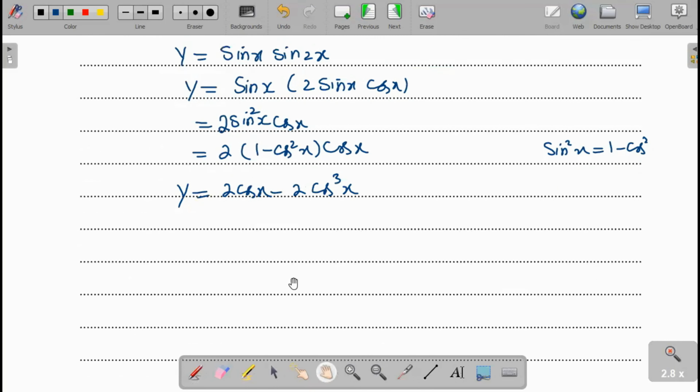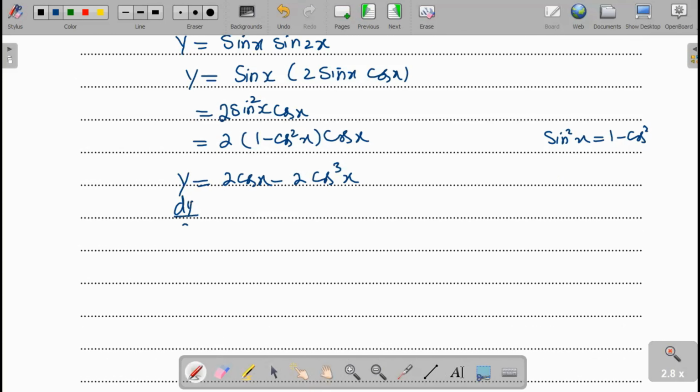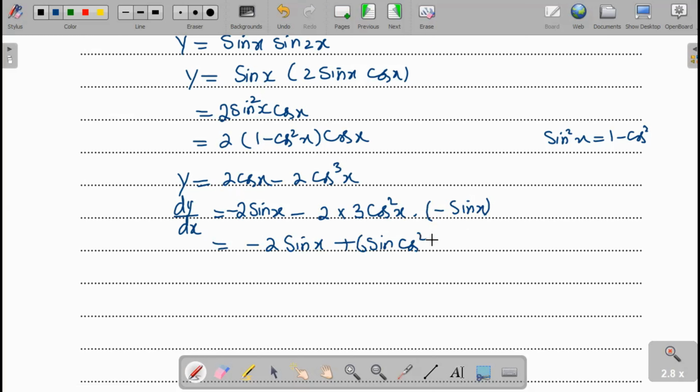Now we take the derivative. dy over dx will be equal to the derivative of cos x, you know, minus sin x. Now we write it minus 2 sin x, and minus 2 is written as it is, and the derivative of cos cubed, firstly we take the derivative of the power, that is 3 cos squared x, and then the derivative of the base will be minus sin x. Therefore, that value will be equal to minus 2 sin x plus 6 sin x cos squared x.